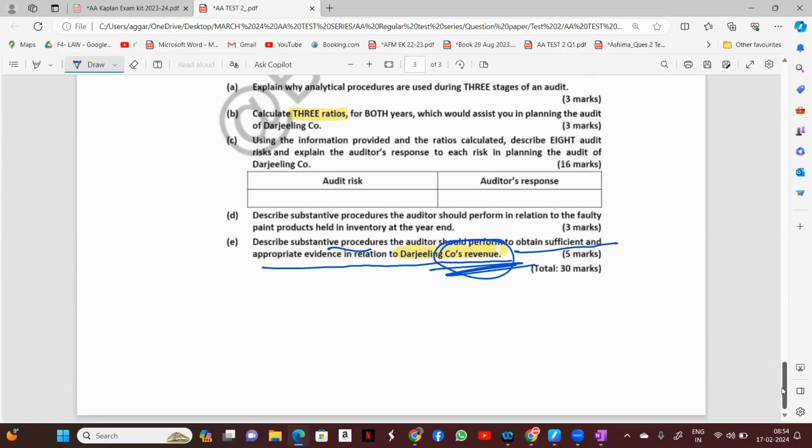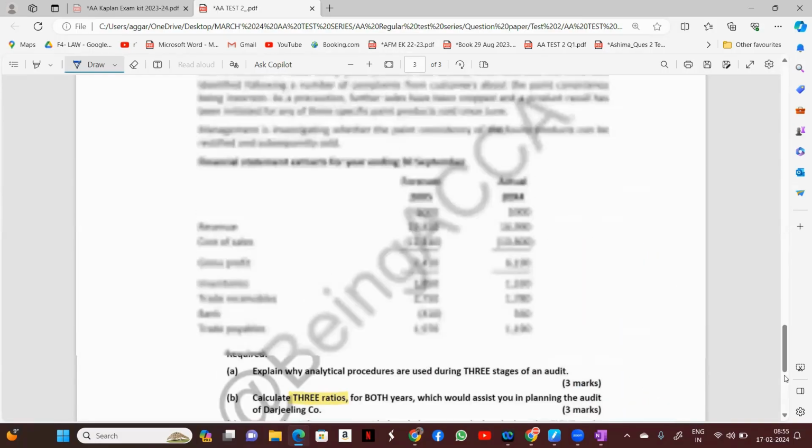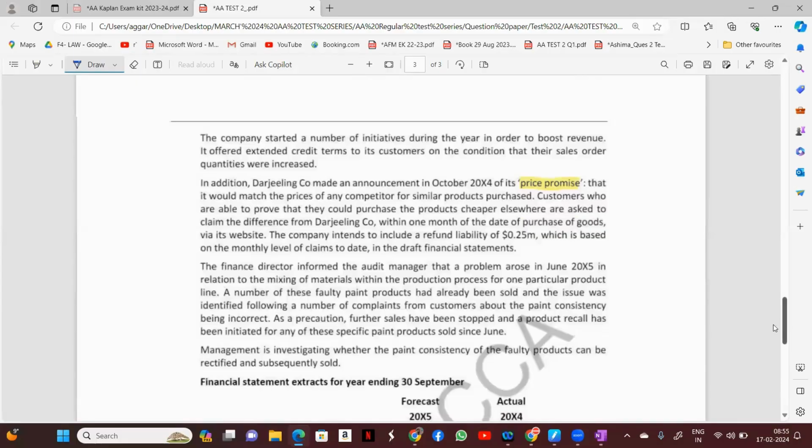As I said, it is a 5 marker. That means at least 3 points will be from my case study, and 2 points can be generic ones, which I can use generally also. So let's read the case study. I will give you one example of how to relate it to the case scenario. Let's read this paragraph once.